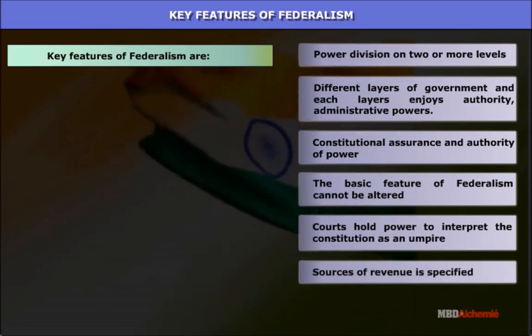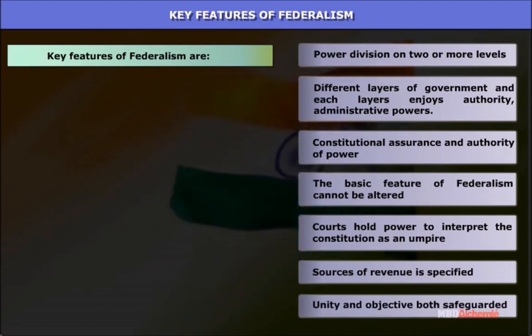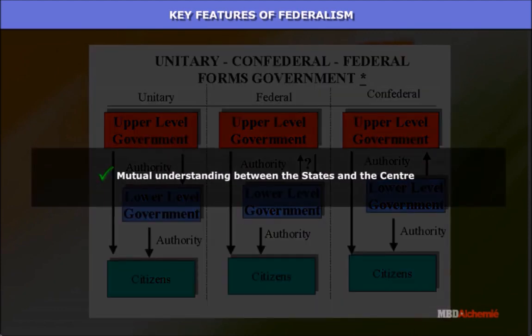Sources of revenue are specified. Unity and objective both safeguarded. Every nation can choose to have its own power-sharing system, and ideal federalism systems should have both the aspects: mutual understanding between the states and center and agreement to live together under one flag.